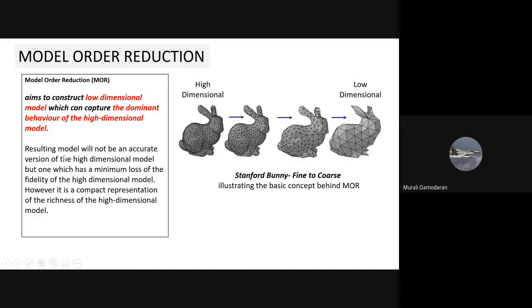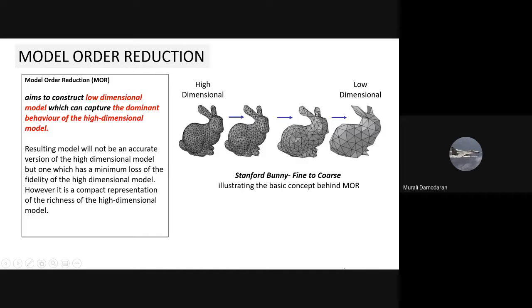So the resulting reduced model will not be an accurate version of the high dimensional model, but it is one which has a minimum loss of the fidelity of the high dimensional model. It can be looked at as a simplified high fidelity model, giving you enough richness for your work. So that is the whole concept.